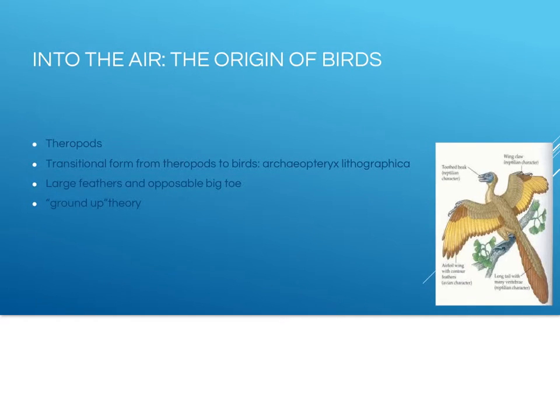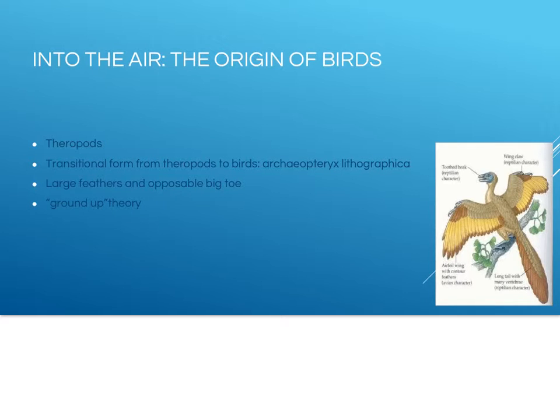The transitional form between theropod dinosaurs like the Tyrannosaurus rex and modern birds is Archaeopteryx. Archaeopteryx is more closely related to the theropods than flying birds, but it has two very significant bird-like traits. One, it had large feathers, and two, it had an opposable big toe used for perching, much like modern birds.